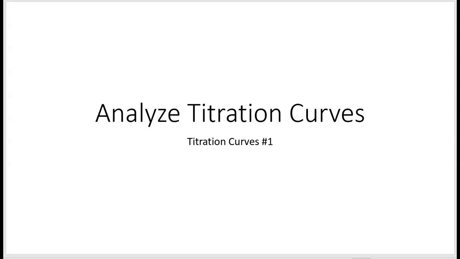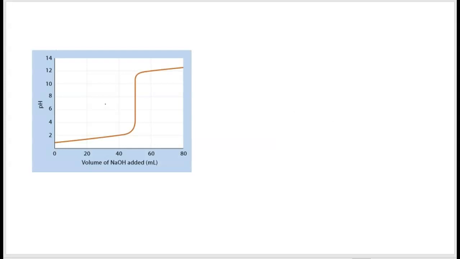Let's analyze titration curves. The first curve that we're going to analyze has this appearance. You can see that we're starting at low pH, pH lower than 7. That's how I know I'm starting with an acid. So in my Erlenmeyer, I have an acid. In my burette, I have the strong base, given as sodium hydroxide. So I know that we're starting with an acid.